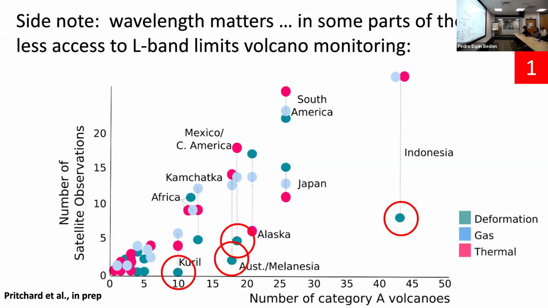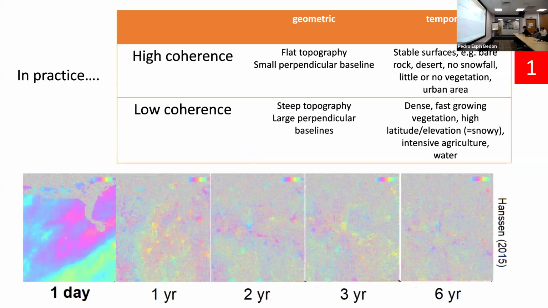And that has an impact, for example, on volcano monitoring. Okay, so in practice, summarizing that for something that you can use quickly when you're looking for second programs, you can expect high coherence over flat topography, small perpendicular baseline, and surfaces that remain stable. So bare rock, desert, no snowfall, limited vegetation, particularly urban areas. For low coherence, you expect that to occur over steep topography, when you have large perpendicular baselines. How large depends on the wavelength you're using, and in areas where you have dense, fast-growing vegetation, in high latitudes.